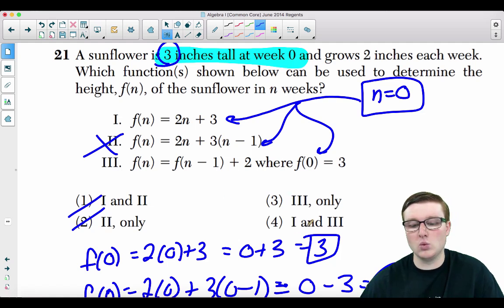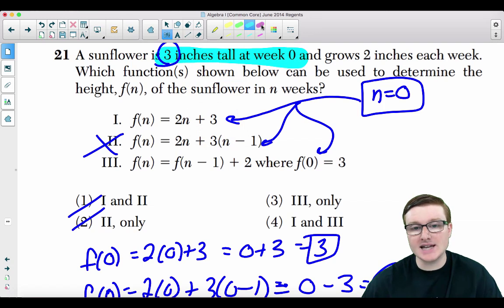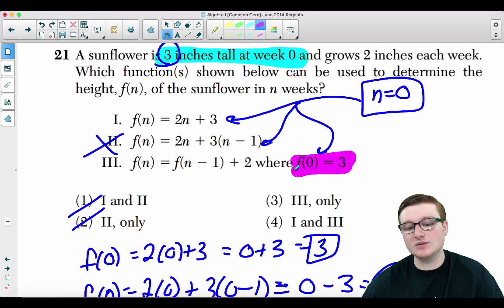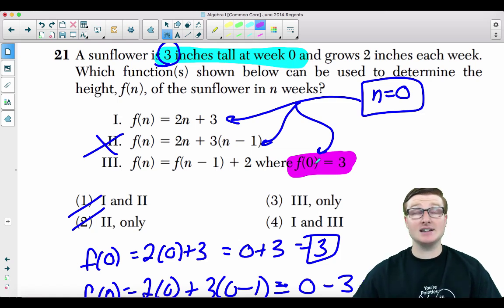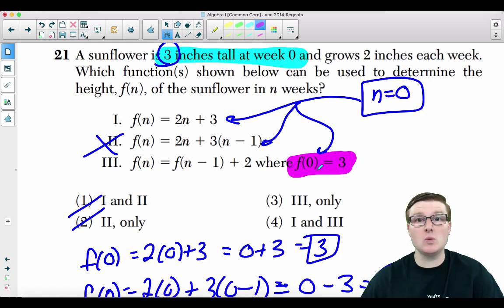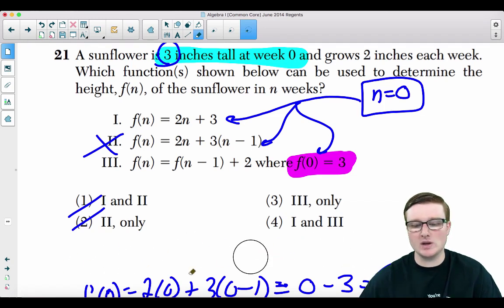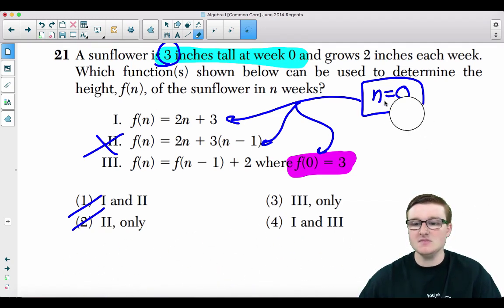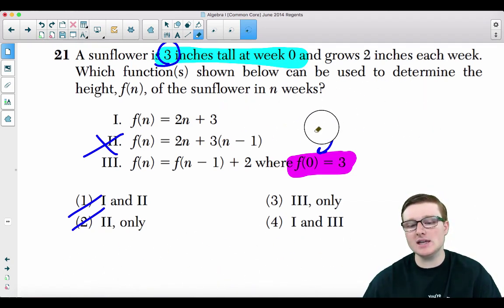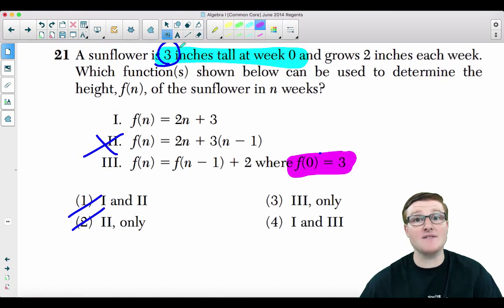So now it's down to 1 and 3. Look at what's nice about choice 3. They're telling you that f of 0 is 3. That's called your initial condition. So they're telling you, hey, at time t equals 0, or the 0 week, it is 3 inches. Great. So now I'm just going to test one more week. I'm going to test the first week. Now, if it's growing 2 inches every week, your first week should be 5 inches.